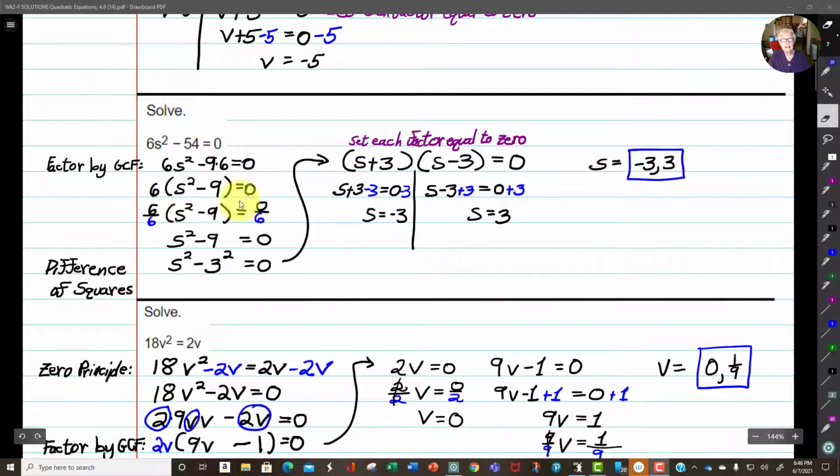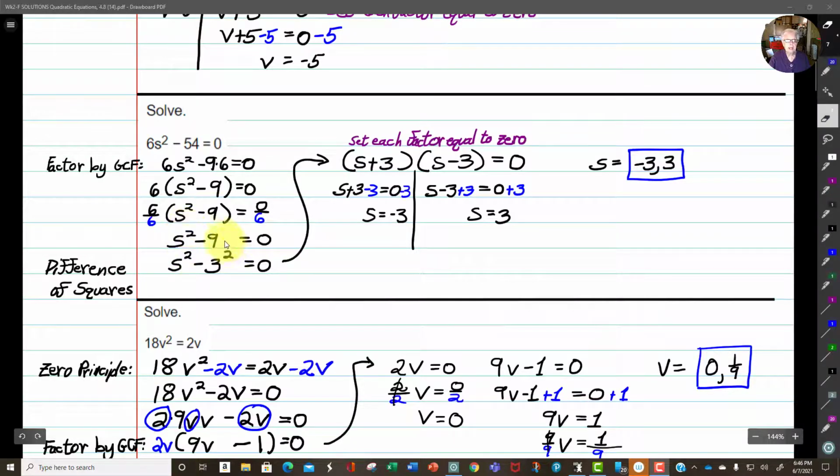because since this is an equation, I can divide both sides of the equation by 6, by a number, not by a variable, but by a number, by a constant. 6 divided by 6, 0 divided by 6, leaves me s squared minus 9 equals 0.